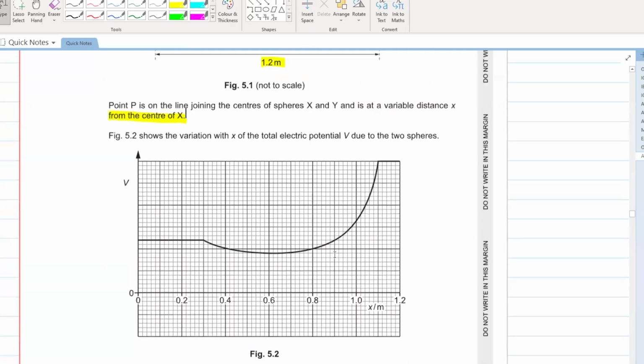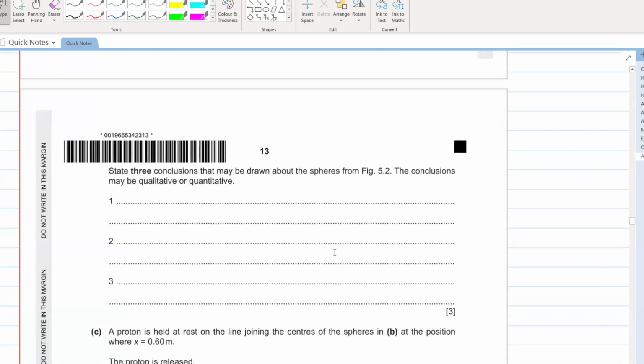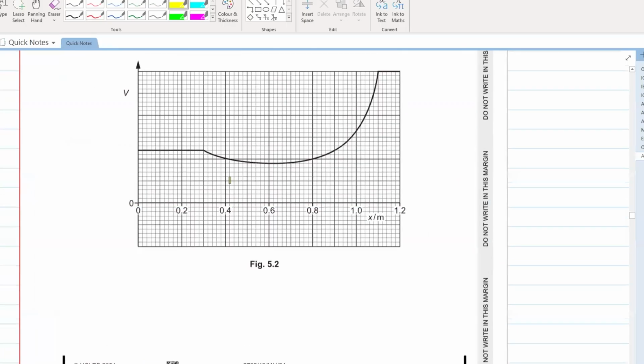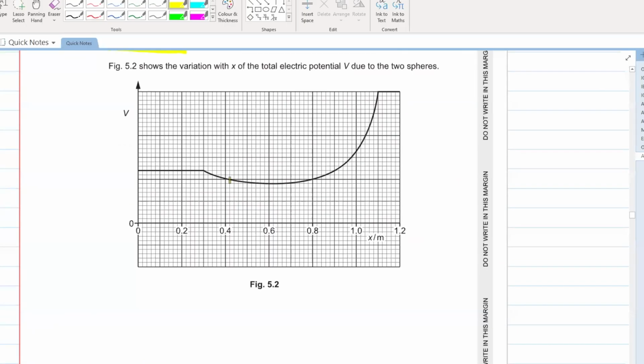So, what do we have to say? State three conclusions that can be drawn about the spheres from figure 5.2. The conclusions can be quantitative or qualitative. We have to draw three conclusions from this graph. Now, if you focus here, two conclusions are very, very easy.